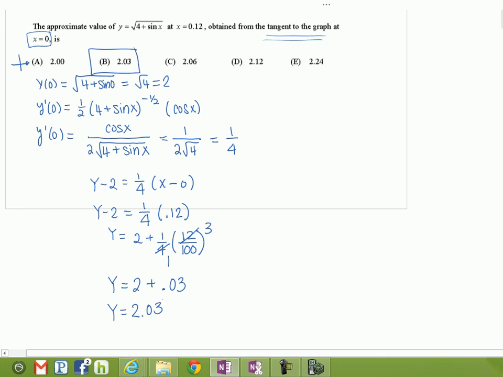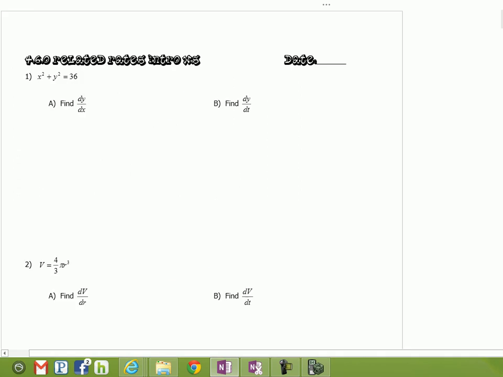Alright, and then I said I would do a little bit of review for your homework. So if you want to take out your homework packet, 4.6.0 towards the back, you want to find that worksheet. I'll do number 1 from this page, and then number 1 from the 3rd page, I believe.